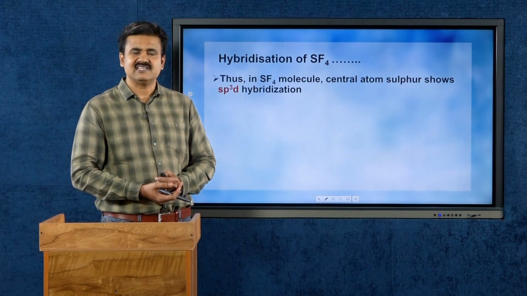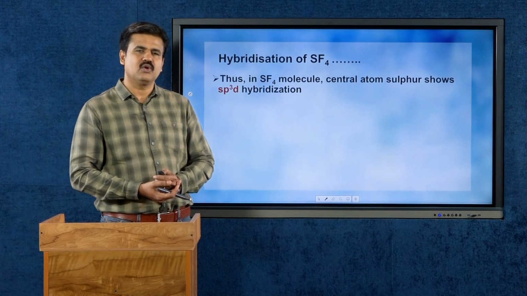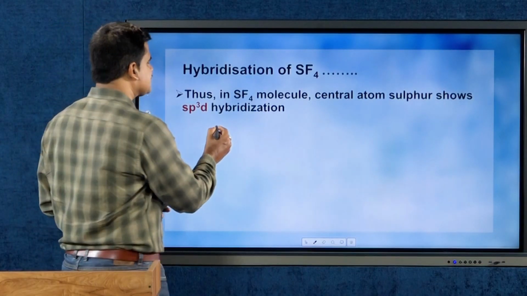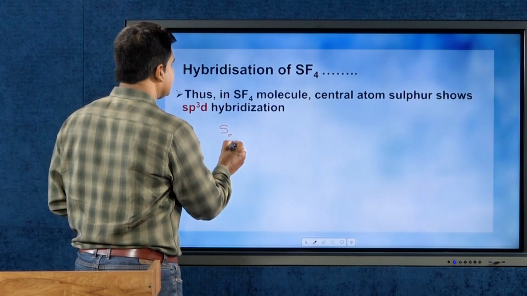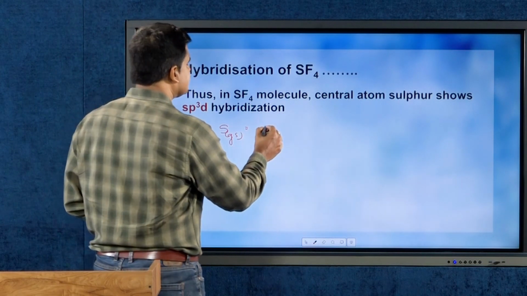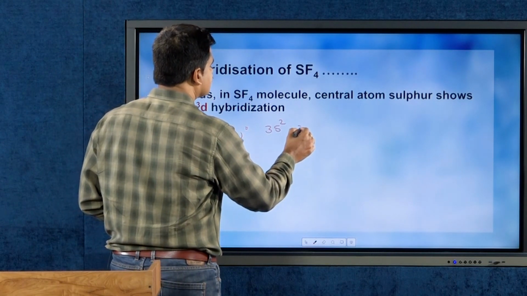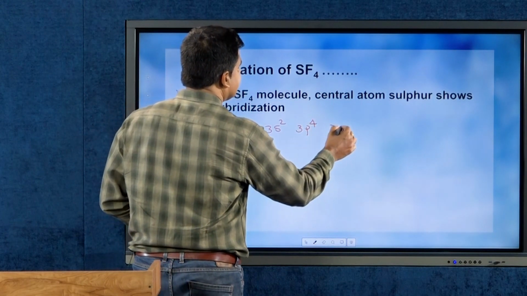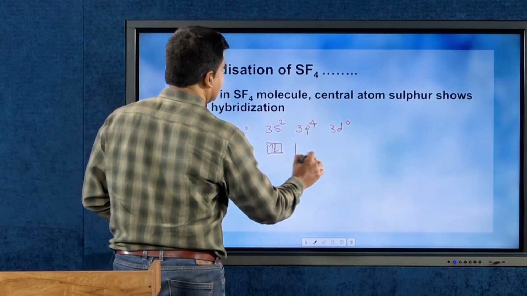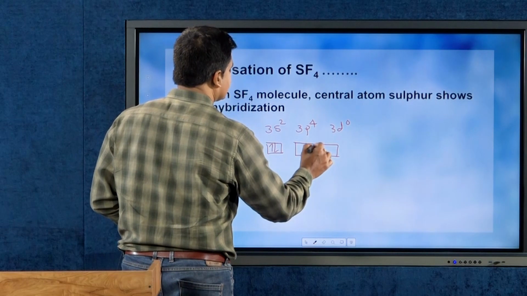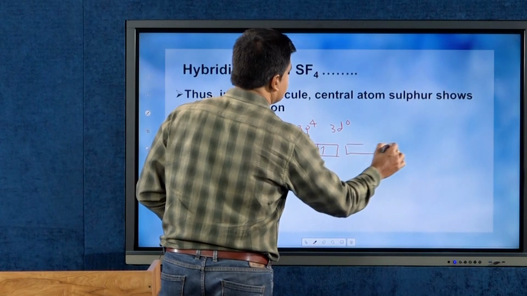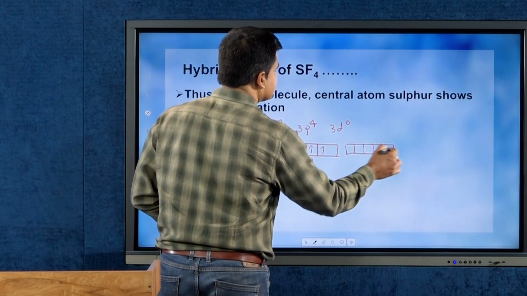Now we are going to illustrate the sp3d hybridization of sulphur in the SF4 molecule by considering the electronic structure. First of all, I am representing the electronic structure of the sulphur atom in the ground state. In the ground state, the sulphur atom has an electronic arrangement of 3s2, 3p4 and 3d0. I am representing it in box-wise notation: 3s2, and the next is 3p with the 4 electrons arranged like this. This is the 3p4 arrangement, and there are no electrons present in the 3d subshell. So this is the 3d arrangement.